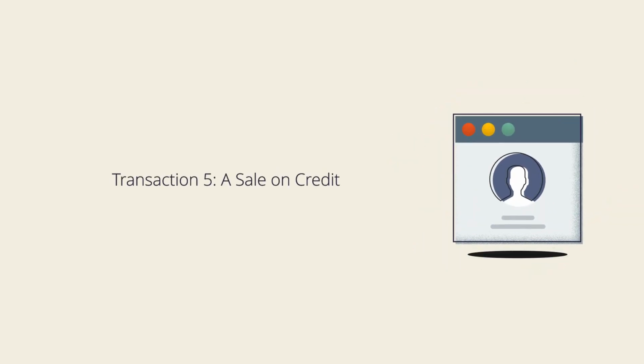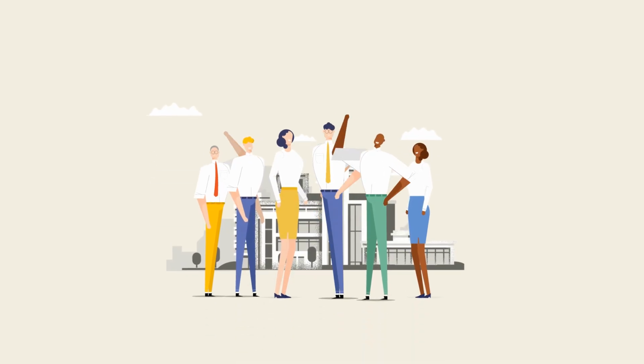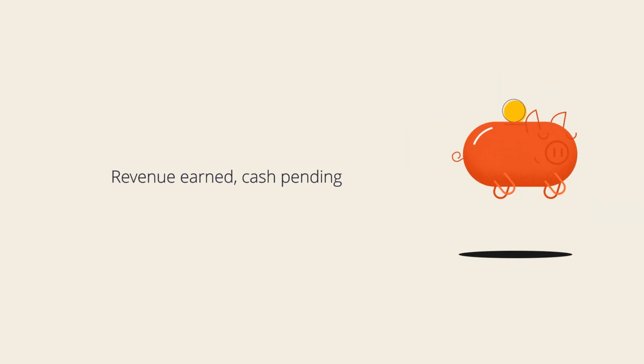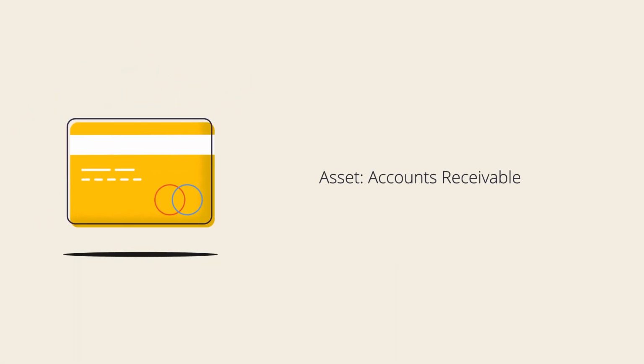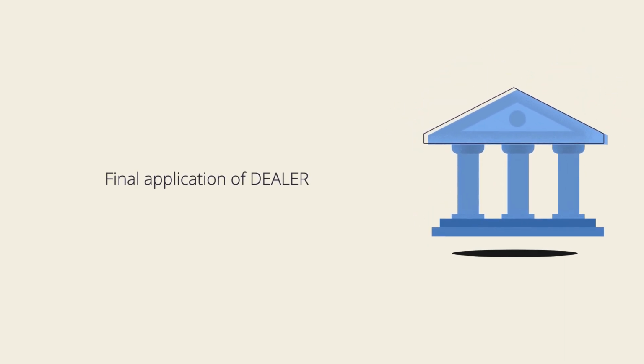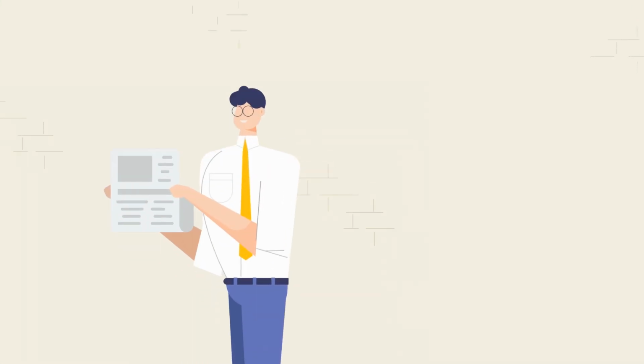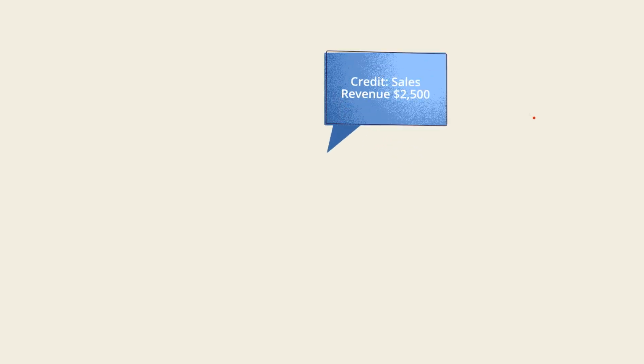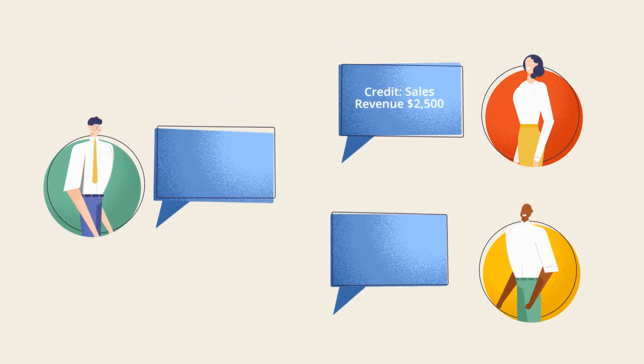Transaction 5, a sale on credit. We land another client and send them an invoice for $2,500, due in 30 days. We've earned the revenue, but we don't have the cash yet. We have a right to receive cash, an asset called accounts receivable. DEALER one last time. Assets go up with a debit, and revenue goes up with a credit. Debit, accounts receivable $2,500. Credit, sales revenue $2,500.